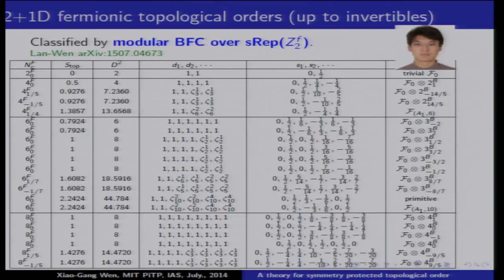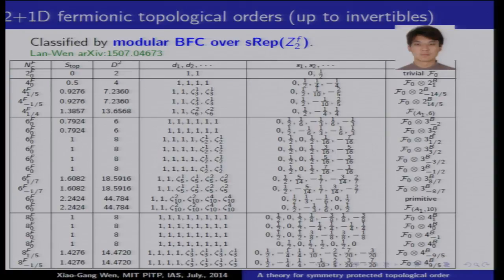And maybe look at this. This table really means that most fermionic topological orders we find can be viewed as a stacking of a trivial fermion topological order, which is a fermion product state. So this F0 is a fermion product state, which is the trivial one, the first row, stacked with some bosonic topological order.